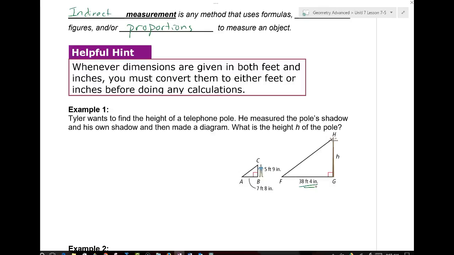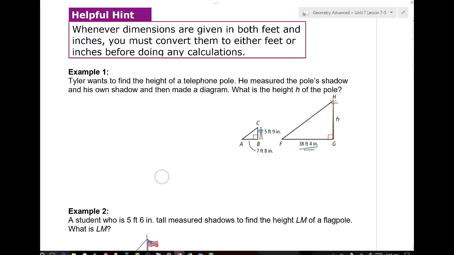But here's the type of problem that you do. It's called an indirect measurement problem. It says Tyler wants to find the height of a telephone pole. He measured the pole's shadow and his own shadow and then made a diagram. What is the height of the pole?